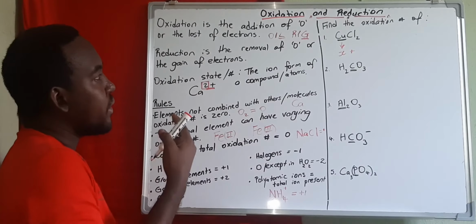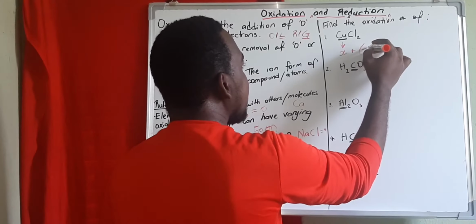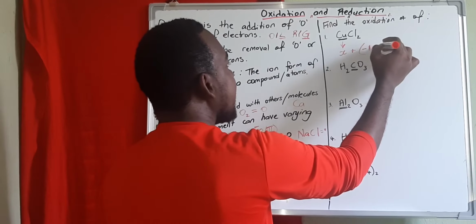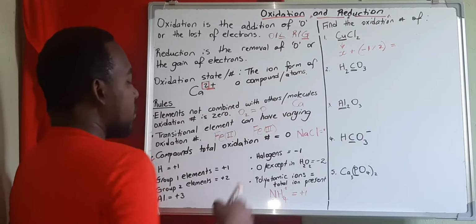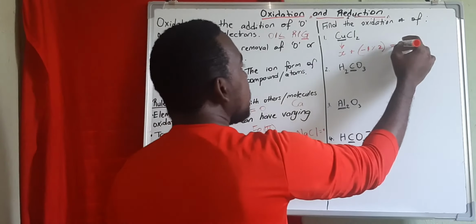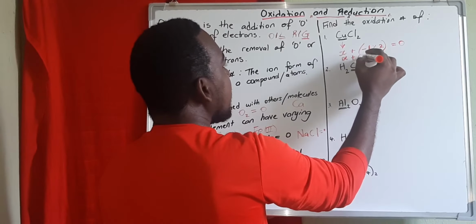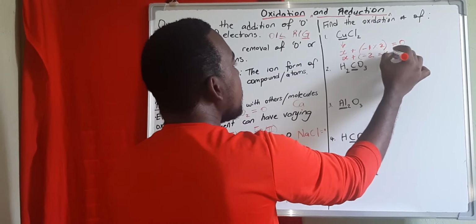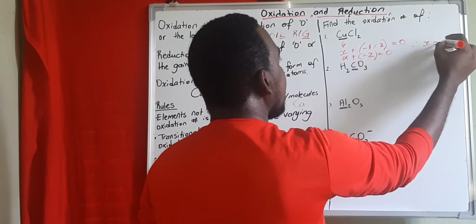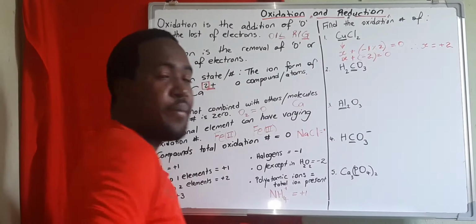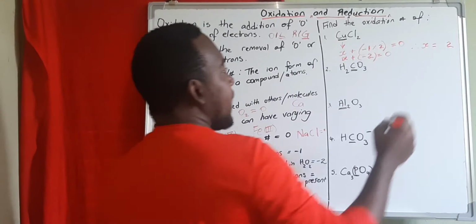We know that chlorine is a halogen, so it's negative 1, and we have 2 chlorines here, so that's multiplied by 2. The sum of these two things will equal 0. So we have x plus -2 equals 0. If we move the -2 over, x would be +2. And please note, we did not just write 2 here. We have to state that it's a +2.